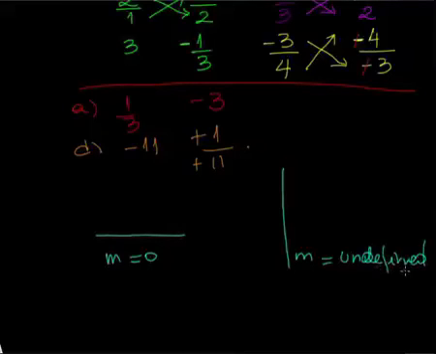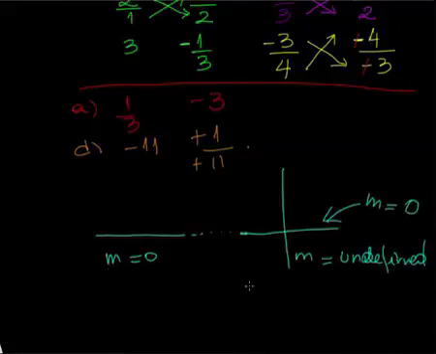So, if I extend this one here, the line that has an undefined gradient, the gradient of the line that is perpendicular, so this one, should be equal to 0. This is the case for example F.